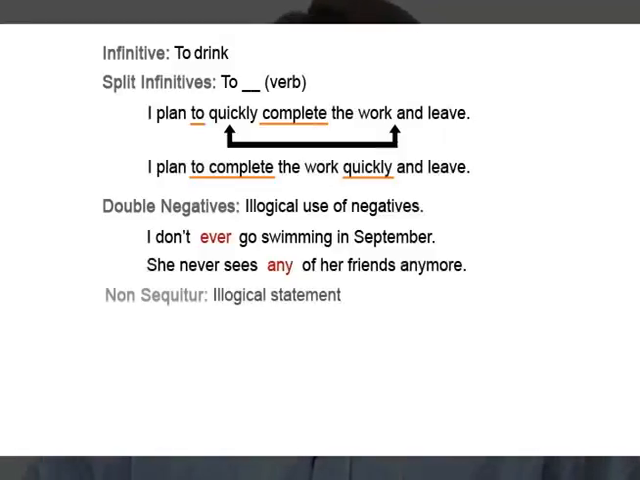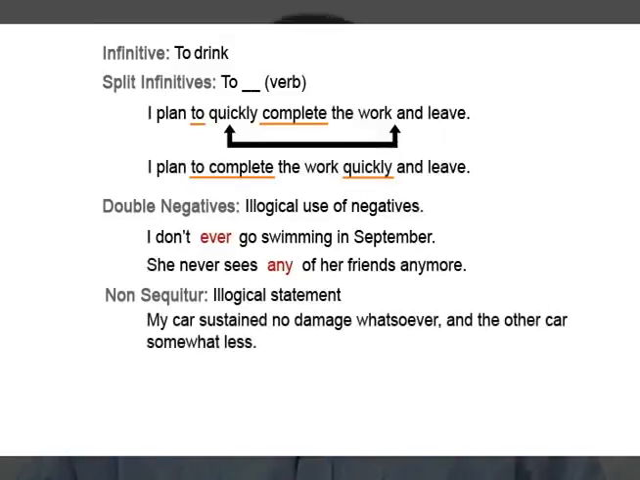Non sequiturs. Non sequitur is a Latin way of saying something doesn't follow what came before. So it's an illogical statement. Something is said and then the next thing just doesn't fit. It's a non sequitur. It doesn't follow in the sequence. And these were taken from police reports. My car sustained no damage whatsoever, and the other car somewhat less. Well, if your car sustained no damage, you can't have somewhat less than no.